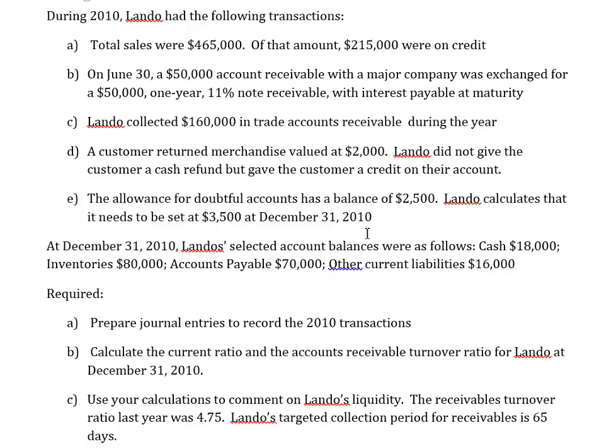So clearly they're using what they believe they need to have based on an aging schedule they might have done, with the balance in the ending allowance needs to be. So you're going to have to top whatever you calculate in there to that balance. Now, here we are at the end of 2010, and we have some ending balances for some of our current accounts, cash, inventories, and our current liabilities, accounts payable, and $16,000 for other current liabilities. Those could be accruals, those kinds of things.